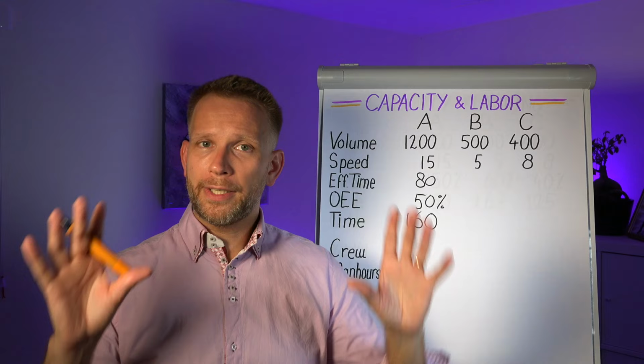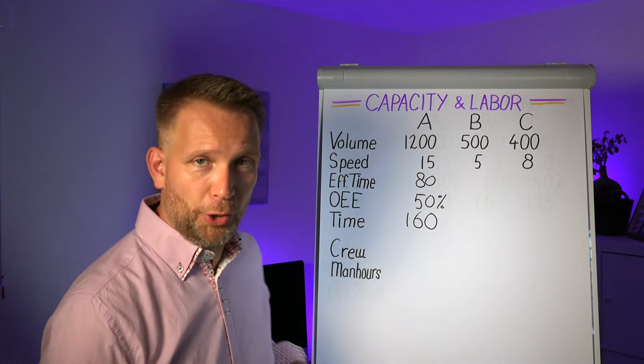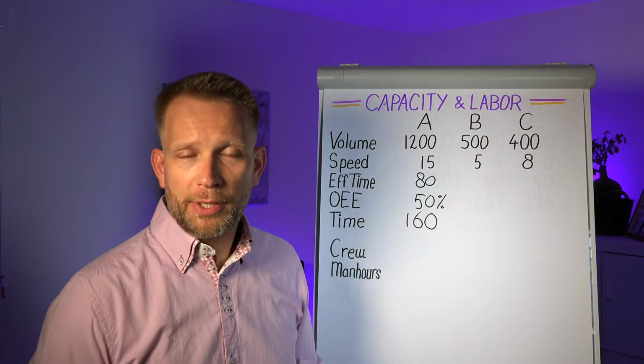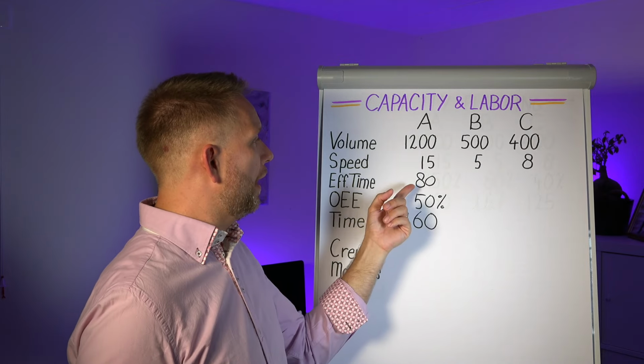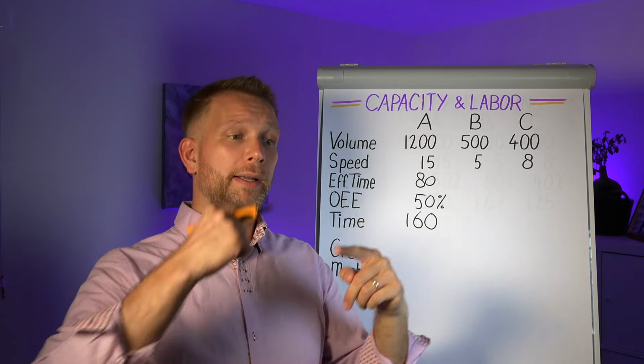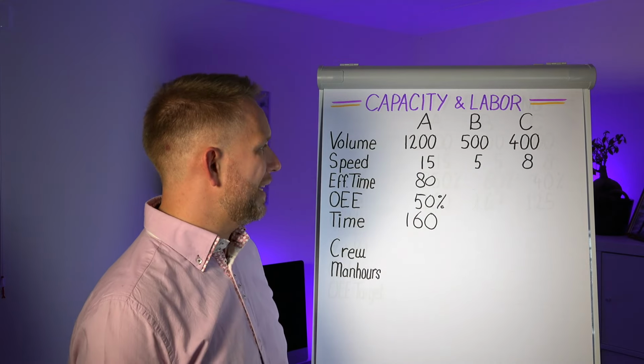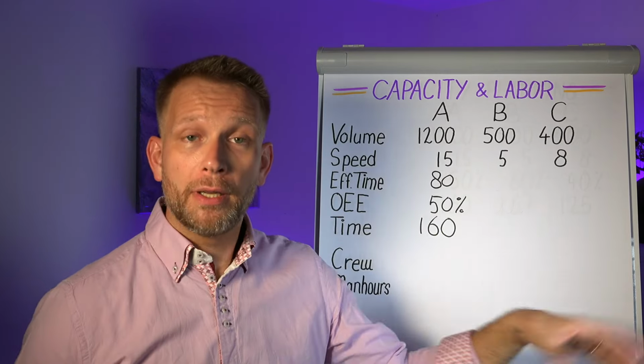You have all kinds of factors in the OEE, and we talked about that at length, that make it that our OEE in this example is only 50%. So that means that for every hour we put in another hour of that other stuff. 160 hours in total. And this will be different for your different lines.